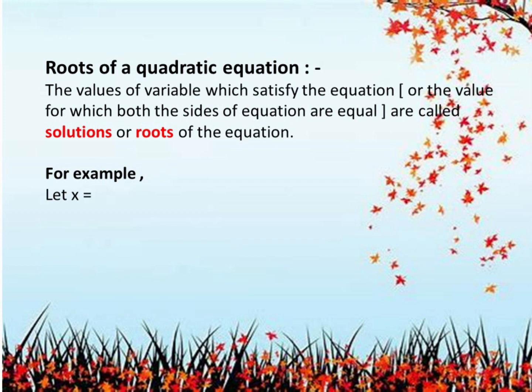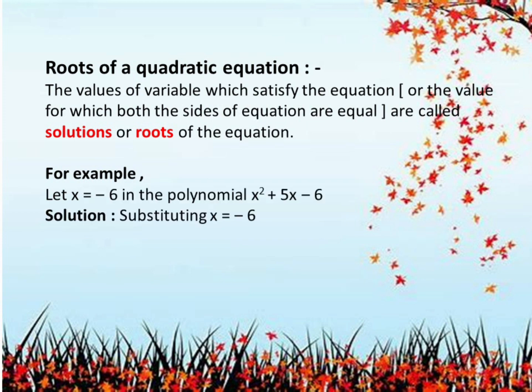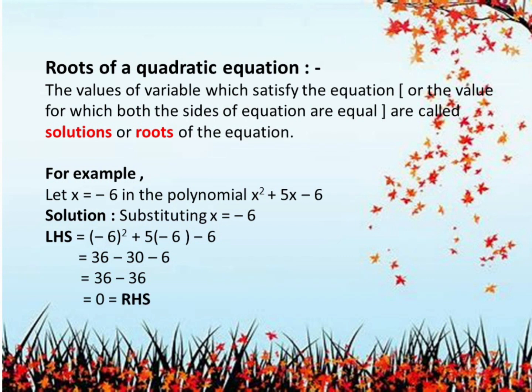For x is equal to minus 6 in the polynomial x square plus 5x minus 6. Let's put x is equal to minus 6 in the given equation. Left hand side, minus 6 square plus 5 into minus 6 minus 6. It will become 36 minus 30 minus 6, which is nothing but 36 minus 36 equal to 0. So left hand side equal to right hand side. So x is equal to minus 6 is called as the solution of the given equation.